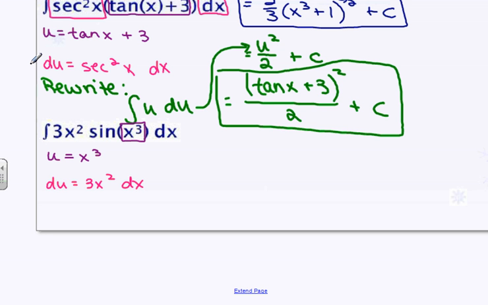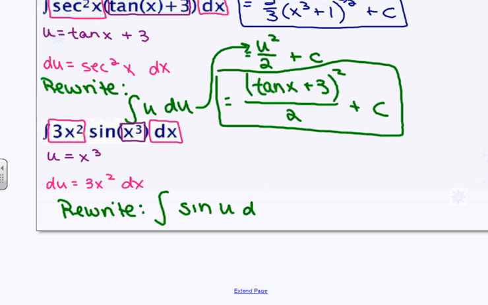Now when we look at our original problem, we have sine of u, and then this 3x squared dx is our du. So now we're going to rewrite our problem in terms of u. So we have sine of u times du.